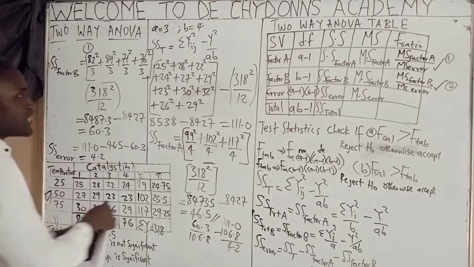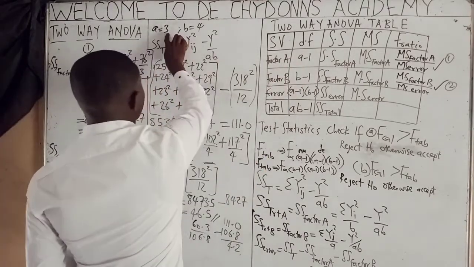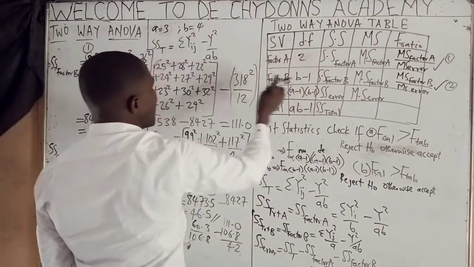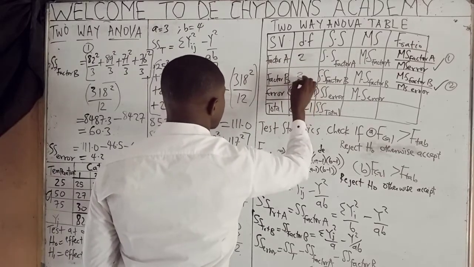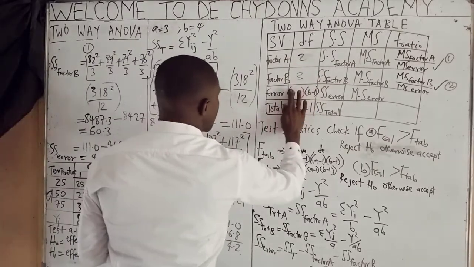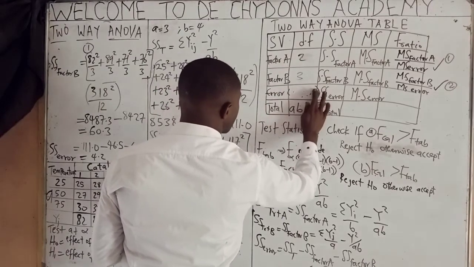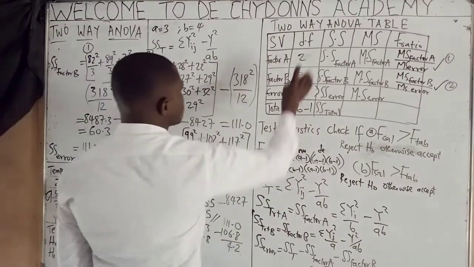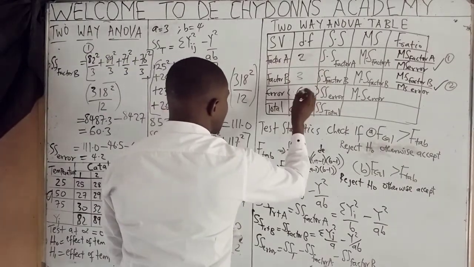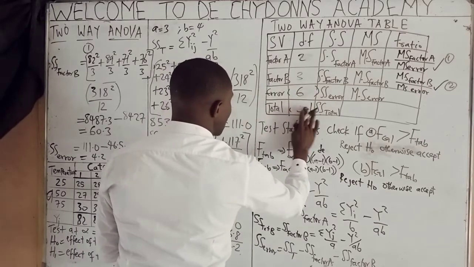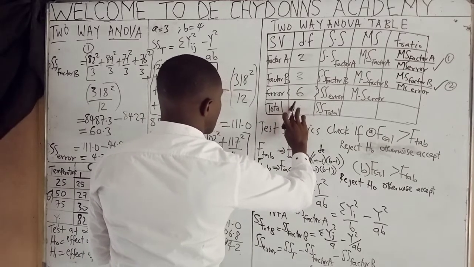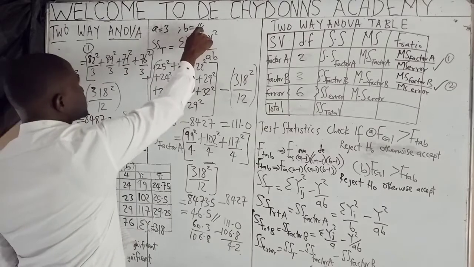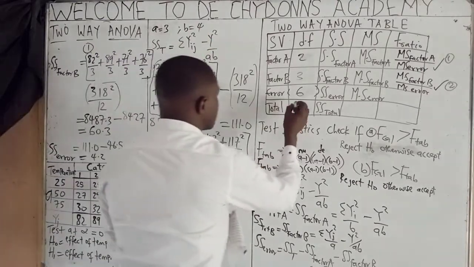Let's put them in our table. What is our A? 3. 3 minus 1, we have 2. What is our B? 4. 4 minus 1, we have 3. Then A minus 1 times B minus 1: 2 times 3 will be giving you 6. Then SS total equals AB minus 1. 3 times 4, 12, minus 1 is 11.